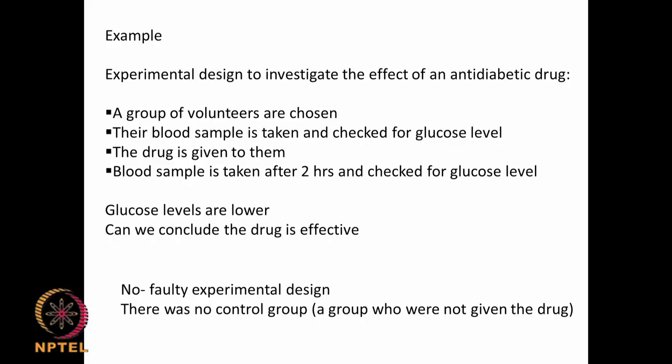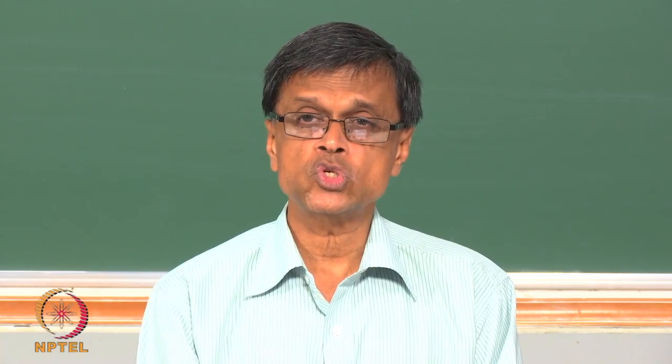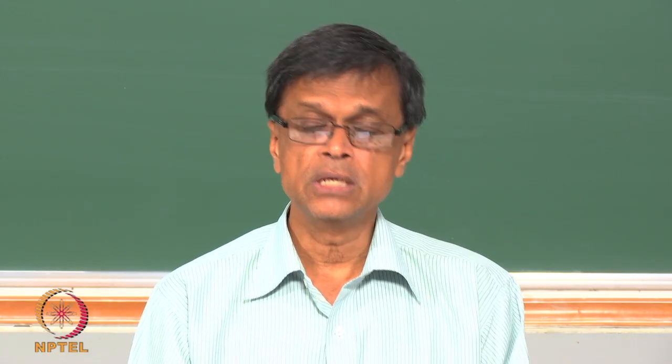No, the experimental design is a mistake, because there was no control group. You never had a group where no drug was given to the patients, and simultaneously checked their glucose level, because that is very important. You should always have a control group when you are performing experiments with a new type of drug. So, you need a control group where you do not give any drug, but you check their glucose level at the same time when you are checking the glucose level of patients to whom drugs are given.